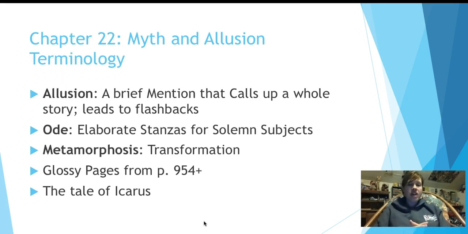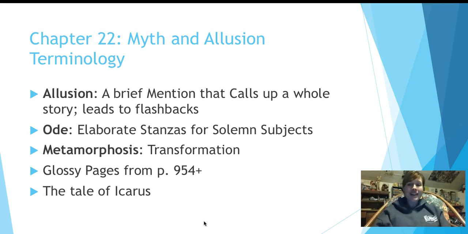Also in this chapter, not only myth, but also the term allusion. Illusion is not allusion. They're two different things. An allusion with an A is a mention that calls up a whole other story and leads to a flashback. If the author or poet is talking about an allusion, they may say, oh, well, the morning dew reminds me of the summer of 1983, and then they go on in their poem and talk about that. That whole morning dew would be an allusion because it's making the author think back on something that's already happened.